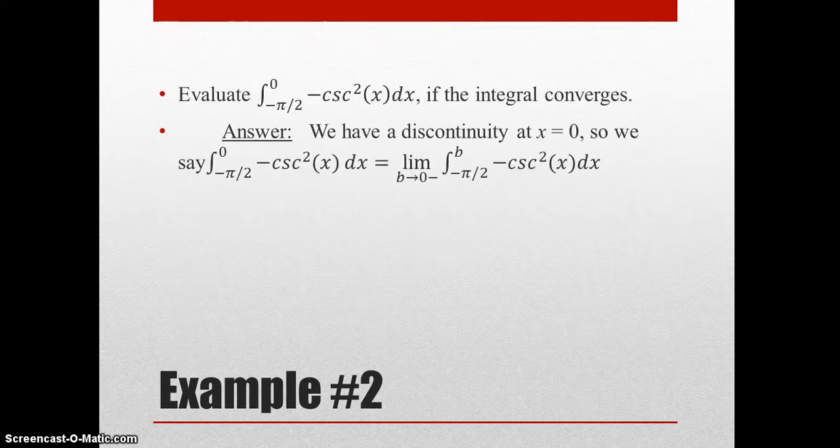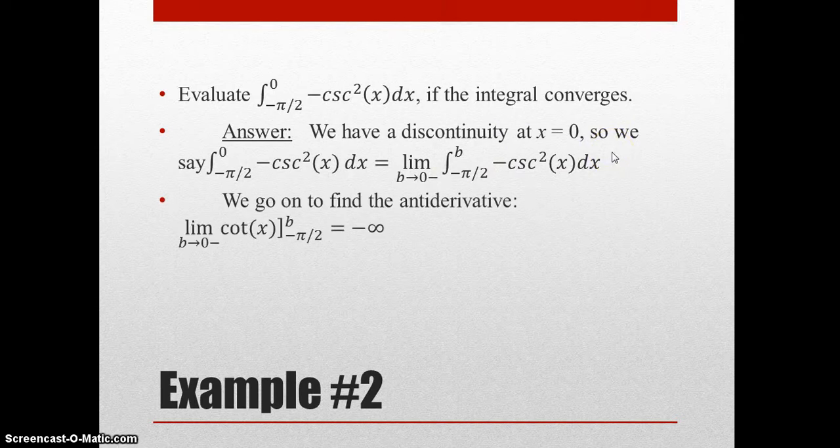The second example. Evaluate the integral from negative pi over 2 to 0 of negative cosecant squared of x dx, if that integral converges. Again, this function has a discontinuity at x equals 0. That's because the sine function is equal to 0 at x equals 0. So we can rewrite this integral as the limit as b goes to 0 from the left of the integral from negative pi over 2 to b of negative cosecant squared of x dx.